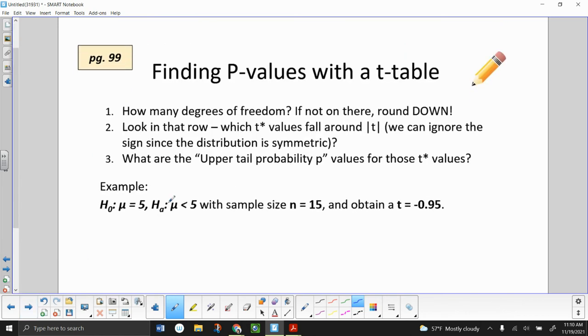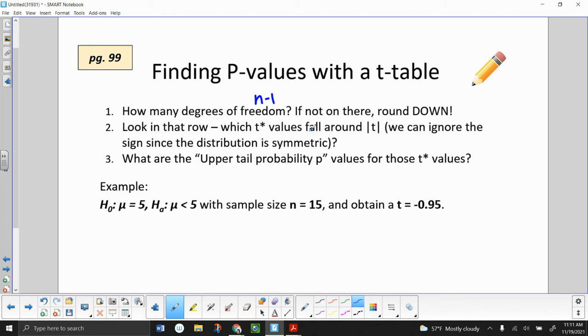In terms of finding the p-value, since we're using a totally different table, finding the p-value is a little different. So here are the steps when using the t-table to find p-values. So first of all, we're going to look at how many degrees of freedom. And remember, degrees of freedom is always n minus 1. Remember, if the value is not there, we need to round down.